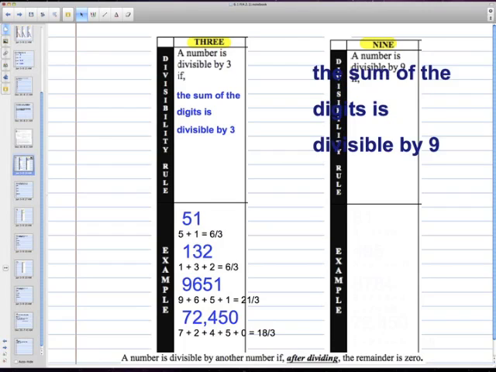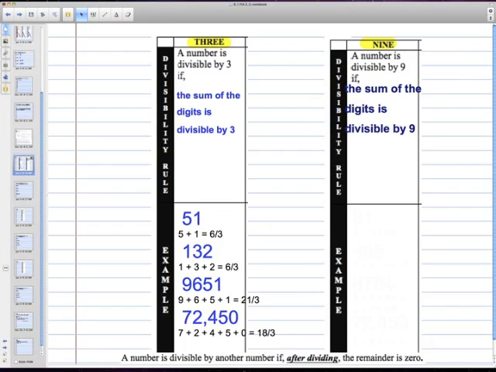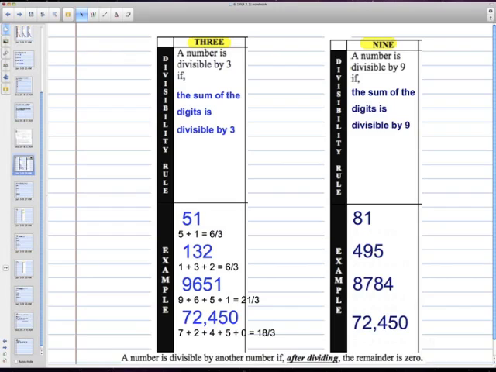Now a number is divisible by 9 if the sum of the digits is divisible by 9. So rules for 3 and 9 are very similar to each other. For example, down below we have 81, and if we add 8 plus 1, we get 9. And 9 is divisible by 9, so therefore 81 is divisible by 9. It's also divisible by 3 because 9 is divisible by 3. 495 totals 18, the sum of the digits. That's divisible by 9, so 495 is divisible by 9. It's also divisible by 5. So you can see that these rules can help you find several numbers that divide into the number.